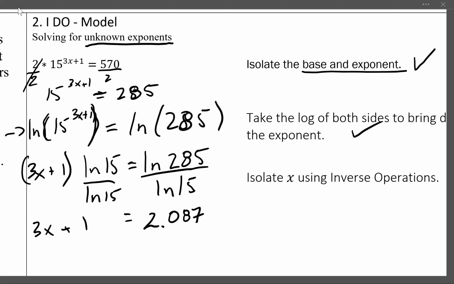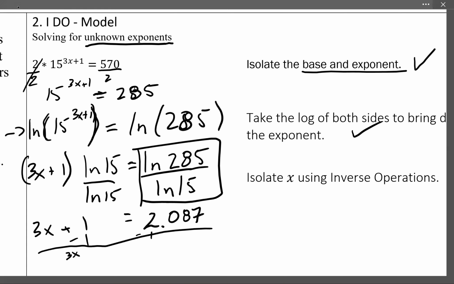Now from there, we have 3x plus 1 equals this weird number. Okay, so you divided both sides by the natural log of 15. And to make this more digestible, I use the calculator to simplify what is the natural log of 285 divided by the natural log of 15. So do that and get this decimal approximately 2.087. Now from there, we're almost done. We do need to isolate this x with 2 more steps. It's 3x plus 1. So we'll subtract 1 from both sides.